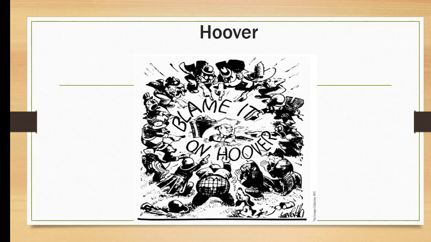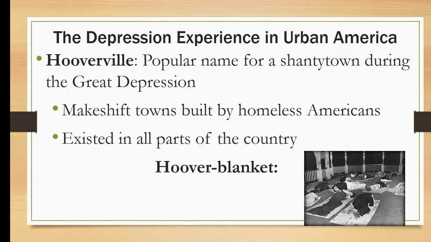They're losing their jobs. So what's going on in the urban experience in America when it comes to the Great Depression? Hoover's name is going to be on everybody's lips, and not in a good way. We're going to see these shanty towns that are going to develop during the Great Depression, and they will be called Hoovervilles. Makeshift towns that are built by homeless Americans out of anything and everything that they can get their hands on. The Hoover blanket, as we can see from this image here, we'll take a hard look at what a Hoover blanket is. It's a newspaper. Newspaper for your mattress and a newspaper for your bedspread.